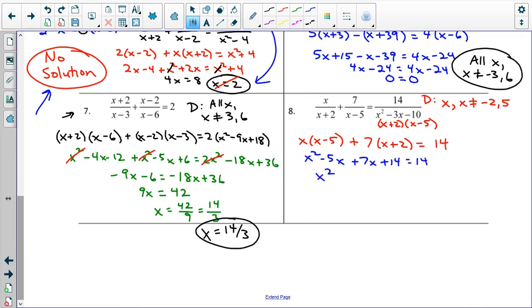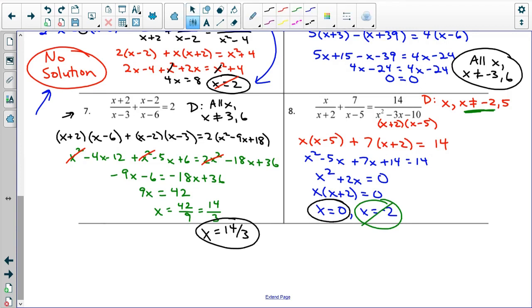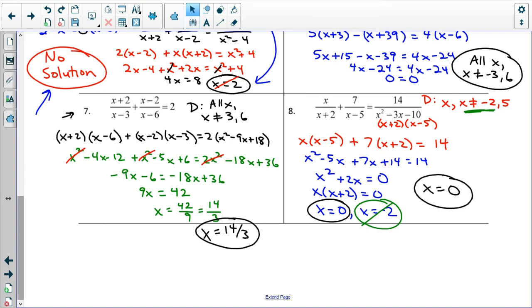I get x squared plus 2x. If I subtract the 14 over, that equals 0. So now I can factor out the greatest common factor. So I have x equals 0 and x equals negative 2 as my answers. Notice that x equals negative 2 was part of the domain restriction. So x equals negative 2 is not a possible answer, and x equals 0 is my only answer. So negative 2 was an extraneous solution, and x equals 0 is the only answer in that problem.